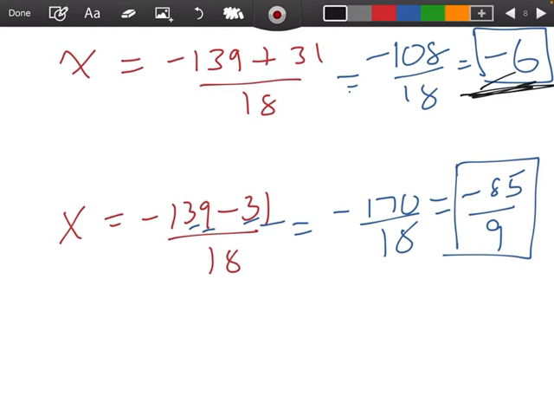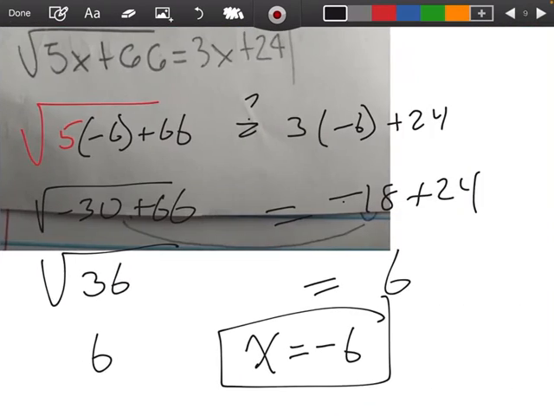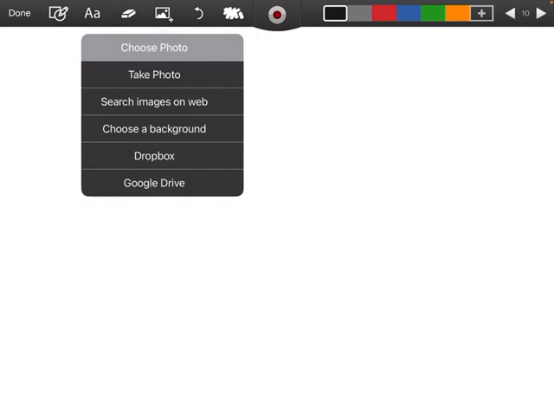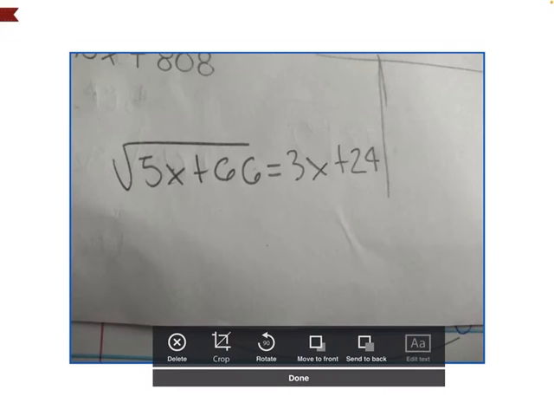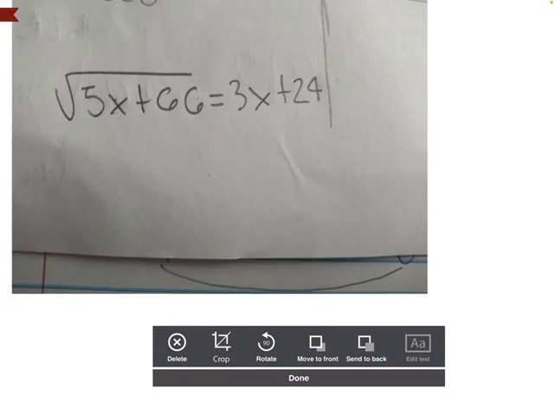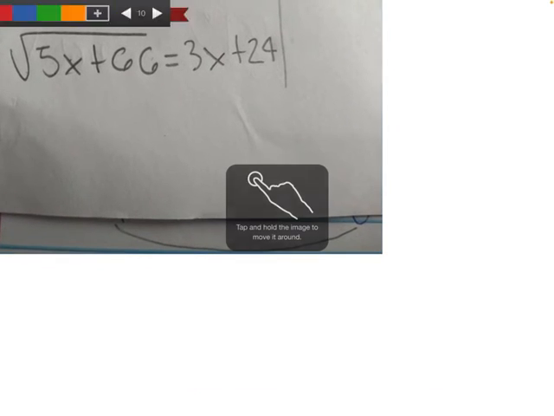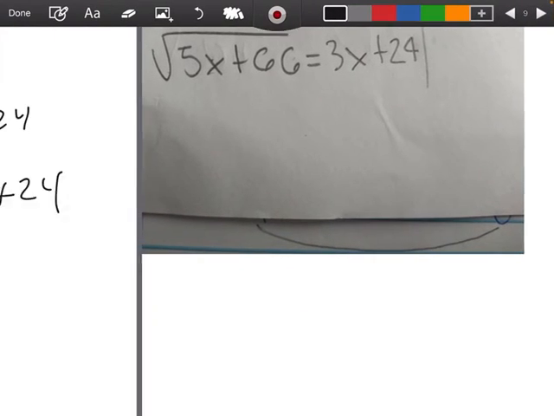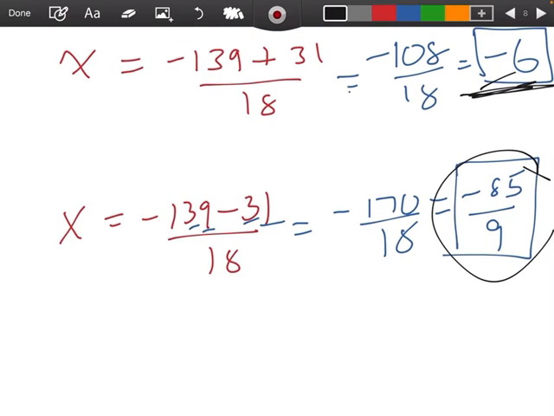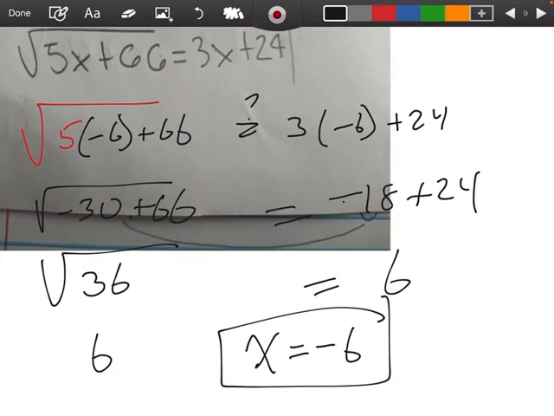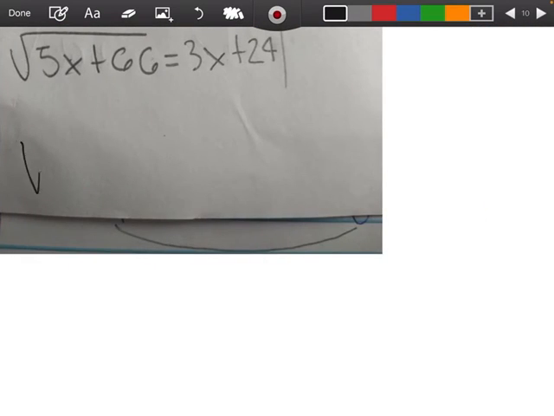Now we have to check that other answer. So we'll do that over here. I'm going to come back here, take my problem again. Let me rotate that, and let me move it over here like this. Okay, so now we're going to plug in the other answer, which was negative 85 over 9. Okay, so 5 times negative 85 over 9 plus 66, okay?